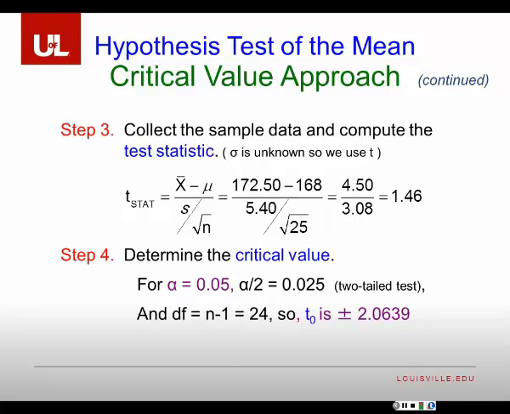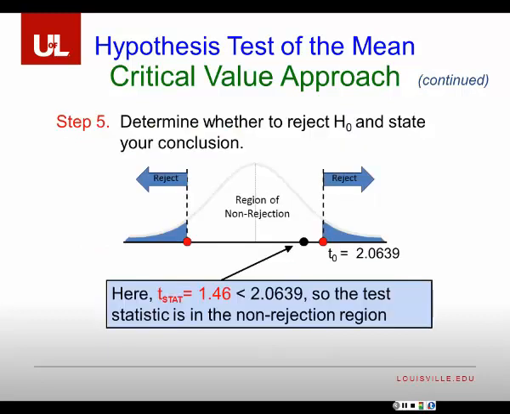Now we have to ask the very simple question. Is this bigger or less than this? So in other words, does this 1.46 fall in the rejection region? Again, if you're a visual learner, draw the normal distribution. First put the critical values in, which is this negative 2.0639, this positive 2.0639, and say, does this fall on the inside or on the outside? Inside. On the inside. So if it falls on the inside, can we reject the null hypothesis? No, we cannot.